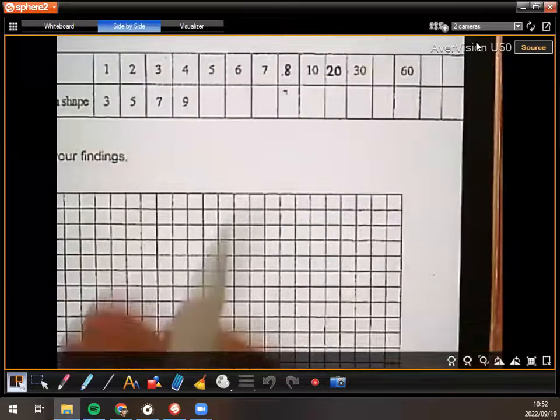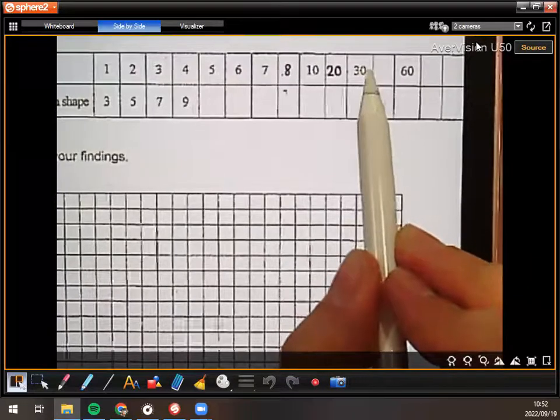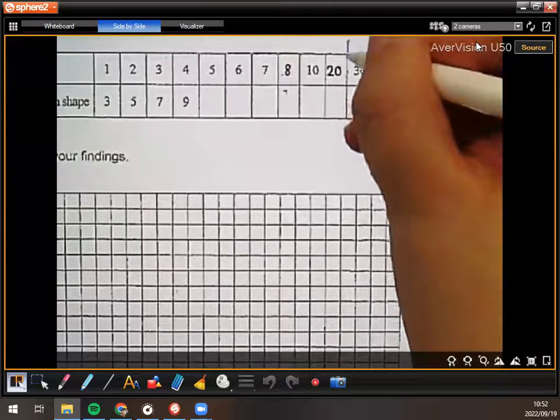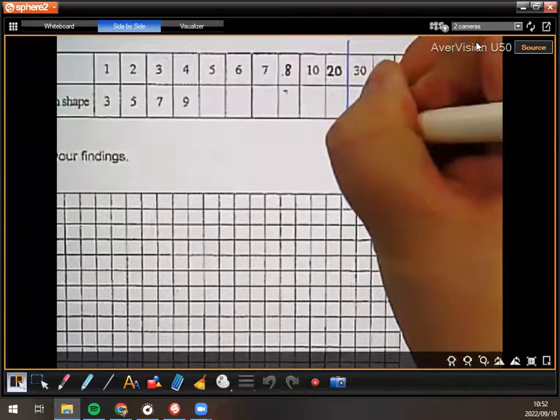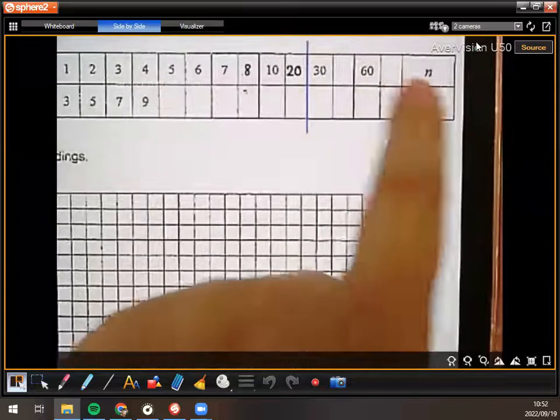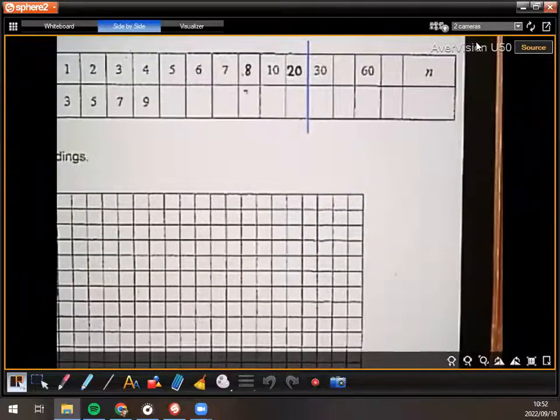Guys, does our line go up to 30 on the shape number? No, it ends on 25. So you are only going to be able to plot your values up until the 20th value. That's the last one that you're going to put on your graph. We're not going to go to 30 and then 60. I'm also not going to fill in more in-between values. I just filled in that 8 and 20 so that we have more things to plot.